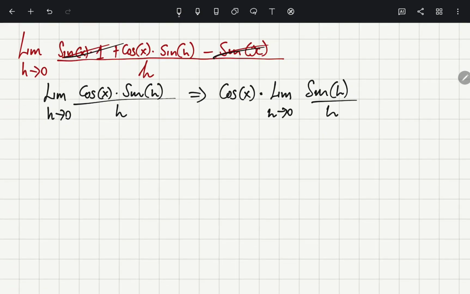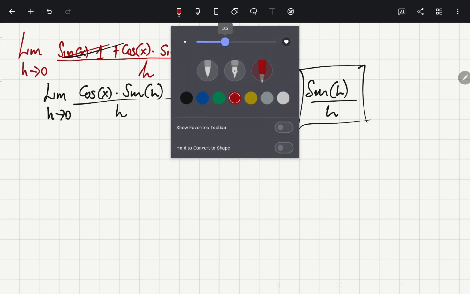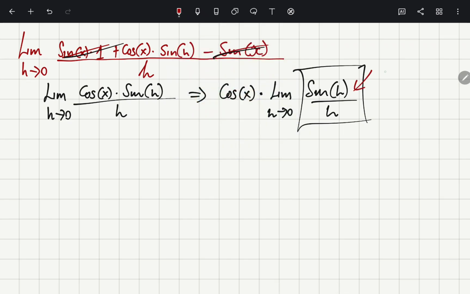So just doing it on the side, we're going to use L'Hopital's rule for this part. So we differentiate both the numerator and the denominator. Using a red pen there, the numerator becomes cos h, and the denominator becomes 1.